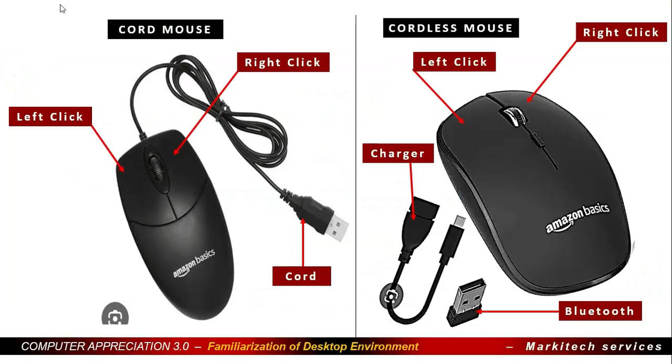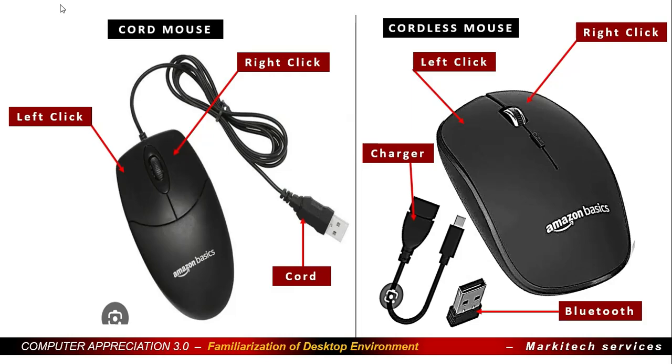Okay, now before we go straight to talking about the desktop environment, I know whatever we do on the desktop, we are actually going to use the mouse. And it's appropriate I explain some clicks on the mouse and what a mouse looks like. Here on my screen, the one on the left-hand side is the cord mouse, and the one on the right-hand side is called the cordless mouse. They have the same function, but the difference is the technological approach.